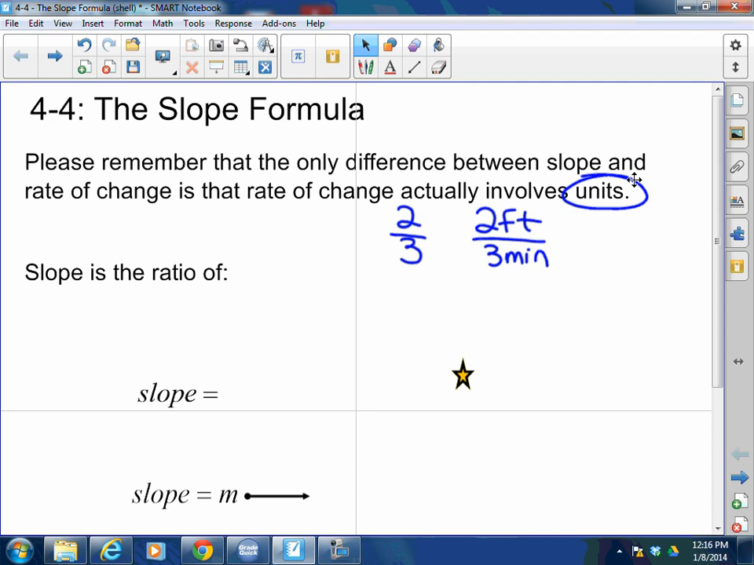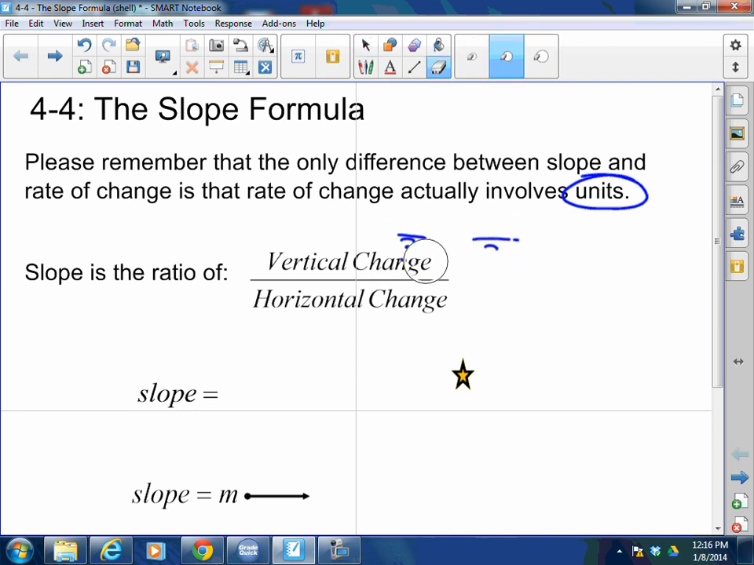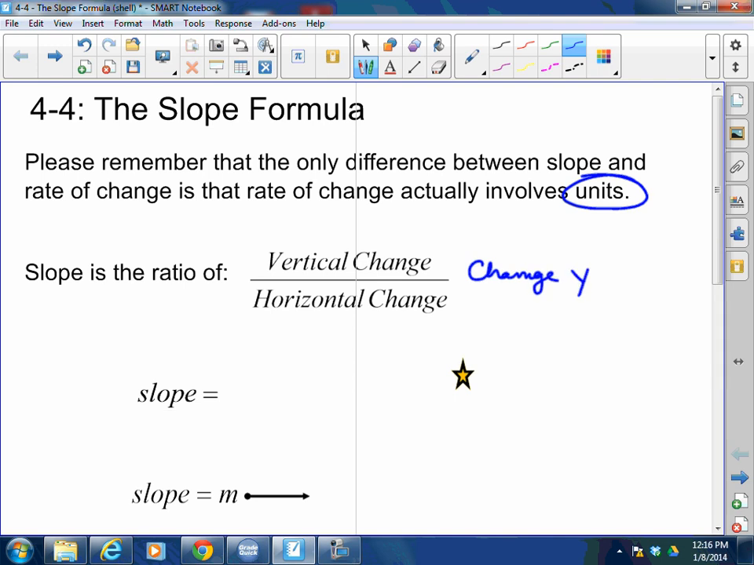But slope is a ratio of what, guys? What is slope a ratio of? Rise over run, which is a vertical change over a horizontal change. Basically what's happening is slope describes the change in y over the change in x. Hence, vertical change over horizontal change.